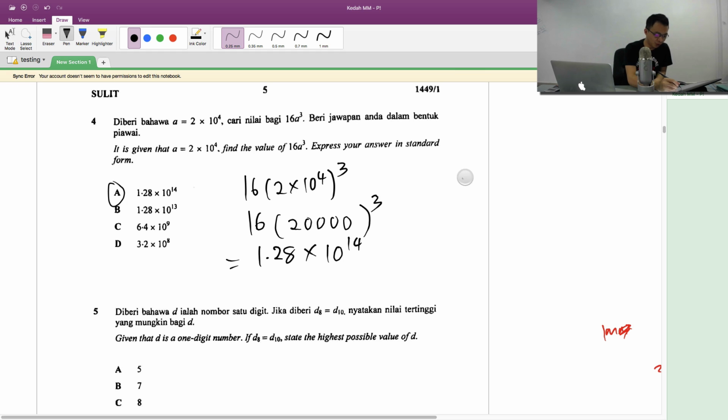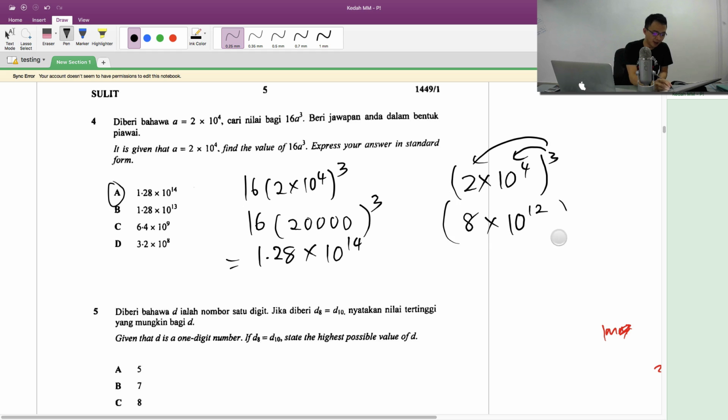If 2 multiply 10 power of 4, power of 3, the power of 3 basically is for both. So 2 power of 3 is 8. And then 10 power of 4 power of 3 is basically 3 multiply 4, power of 12. And the whole thing here is multiply 16 again. So 16 I will only multiply with one of the numbers here, which is 8. Then you will get 128 multiply 10 power of 12.